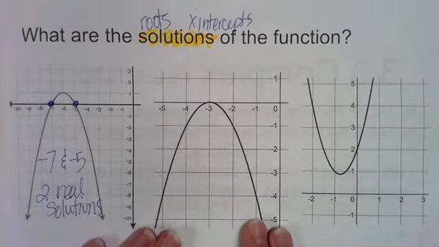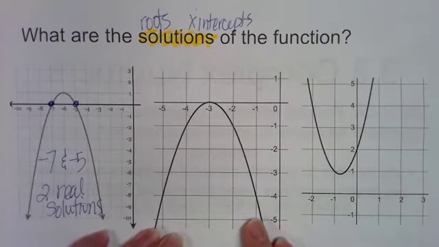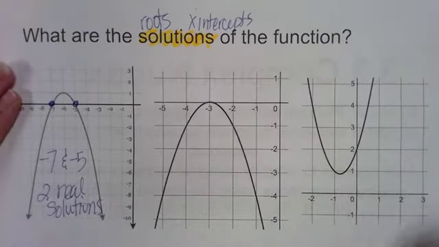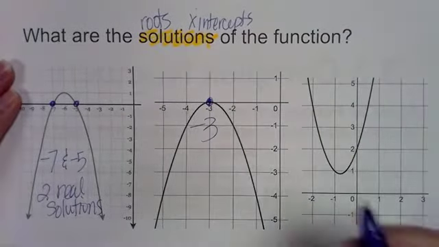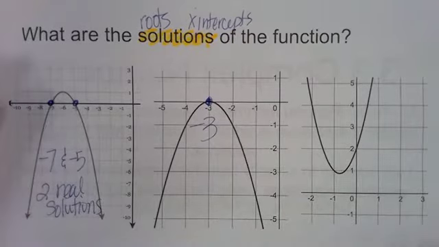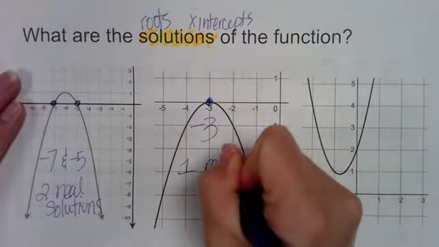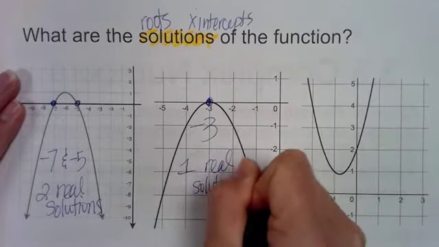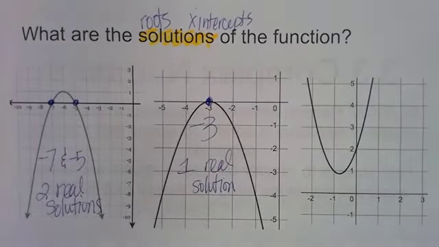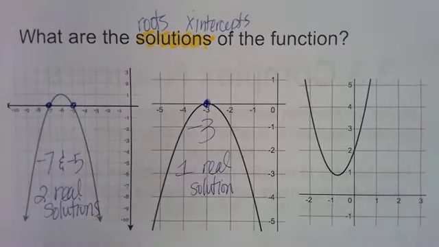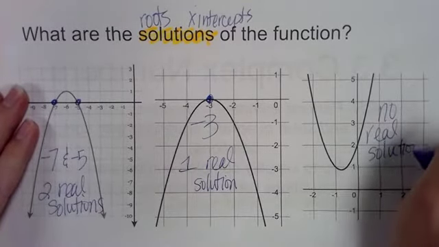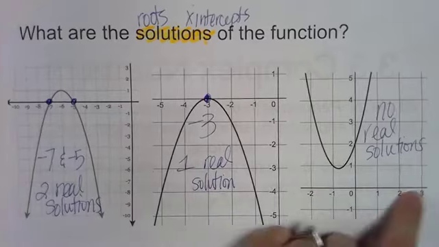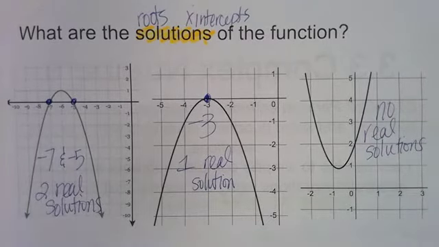When I look at this curve, this lovely little curve, what's its solution? -3. Right there, -3 is the solution. This one doesn't have 2 real solutions. How many solutions does it have? 1 real solution. Okay. Very good. 1 real solution there. 2 real solutions here. What about this curve? No real solutions. Now, it has no real solutions because it doesn't cross the x-axis.